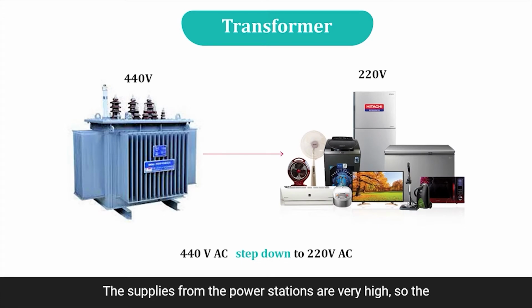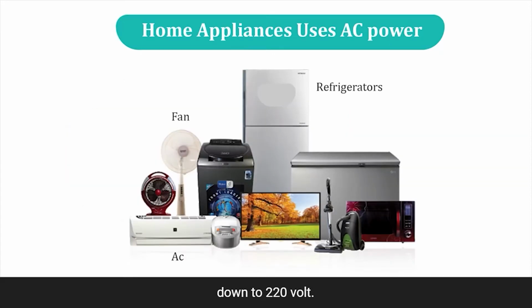The supply from the power stations is very high, so transformers are used to transform the higher voltage to the lower voltage. As well, in electronics, the lower voltage can also be stepped up to a higher voltage. As you can see in the picture, the 440 volt is stepped down to 220 volt.